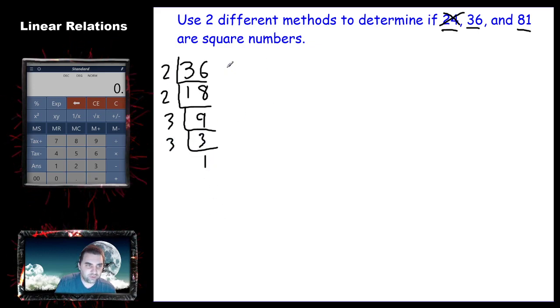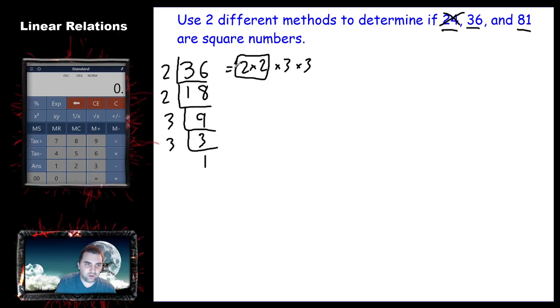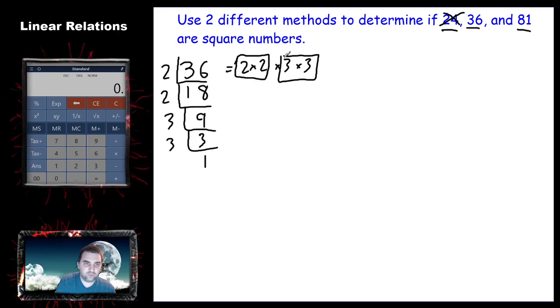So looking at 36, 36 is equal to 2 times 2 times 3 times 3. And as I stated before, if you can make a set of 2 for everything, just like I do here, I have these two. They look kind of like dominoes here, which is a nice way to look at it. 2, 2, 3, 3. So yes, 36 is a square.